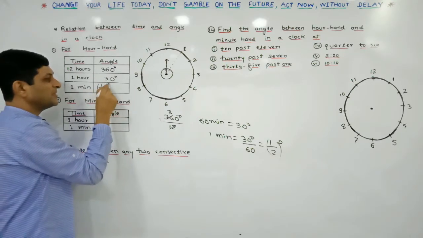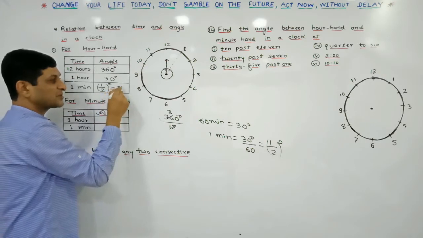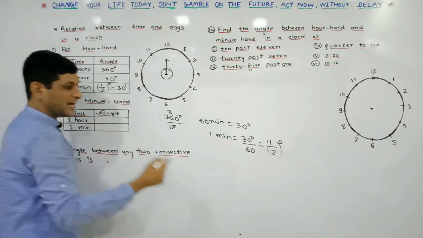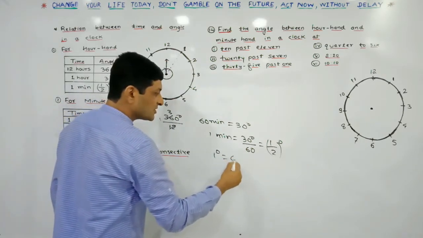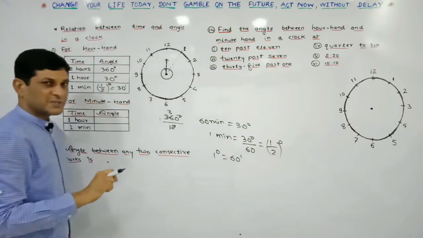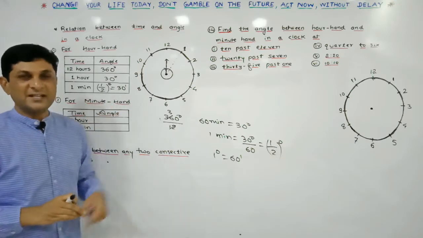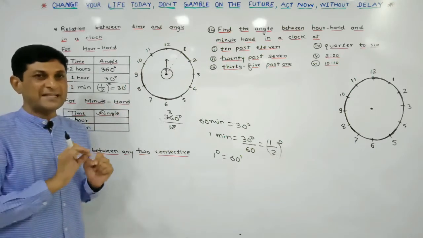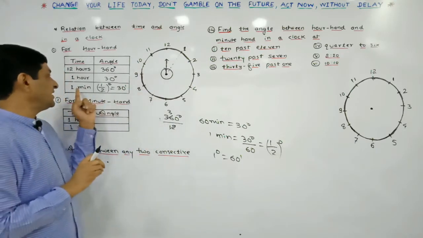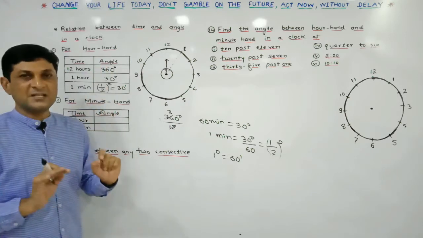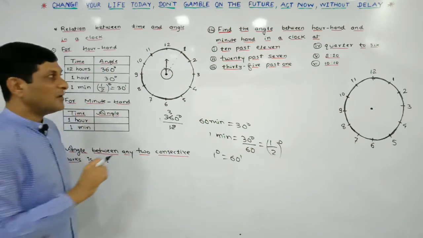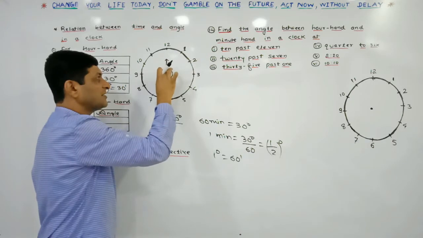Half a degree means, can I say that half a degree means 30 minutes? Because we know that 1 degree is equal to 60 minutes, means half a degree is equal to 30 minutes. So half a degree will be the angle made by the hour hand in 1 minute. All these are the results related to the hour hand.